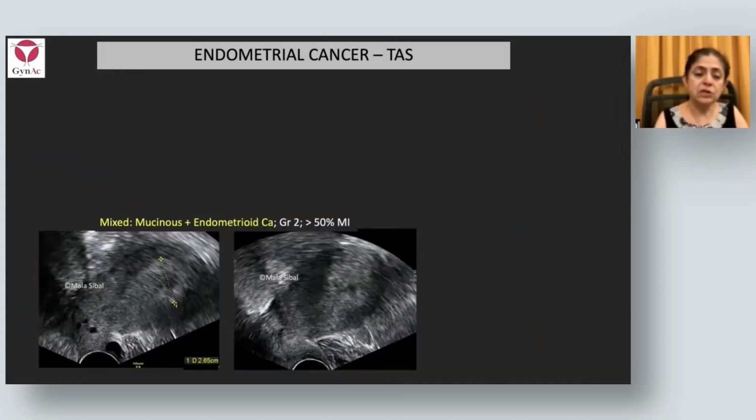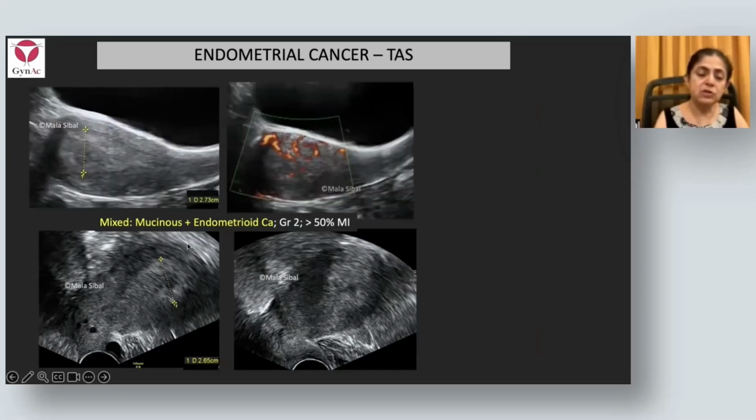Now, here was a patient with a mixed endometrial cancer. On transvaginal scan, you see I've measured the endometrium. It's thick, but on Doppler, I could not evaluate flows at all. The views were very, very suboptimal.